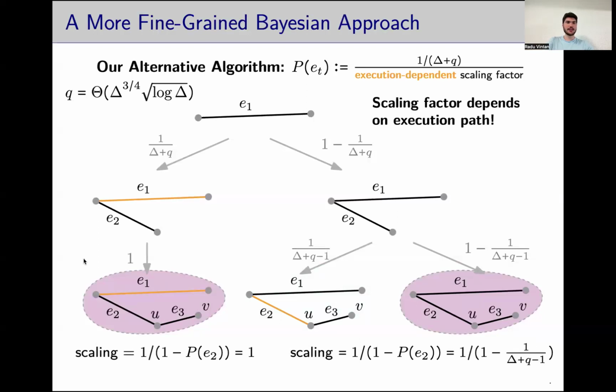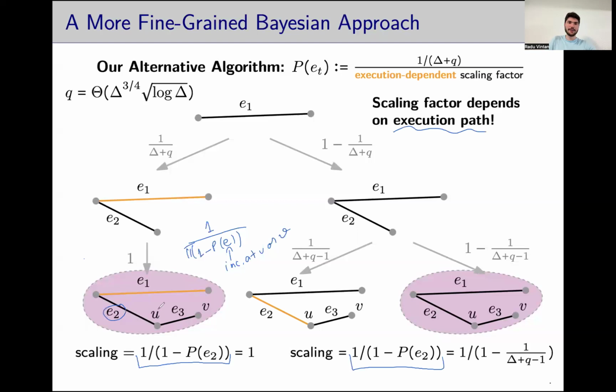So I said that the scaling factor used for E3 is going to be 1 divided by, and here we take a product, 1 minus P of E, for all edges incident at U or V. So in our case, there is only one such edge, which is E2. So our scaling factor is going to be 1 over 1 minus P of E2. But this quantity is going to be different depending on the execution path.